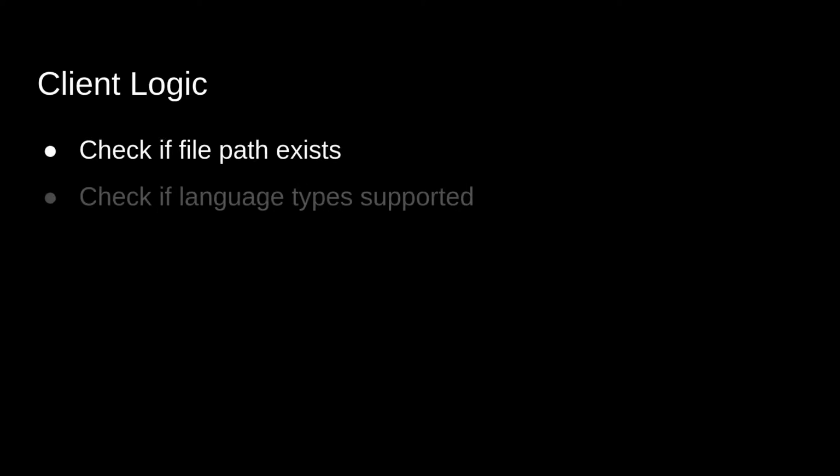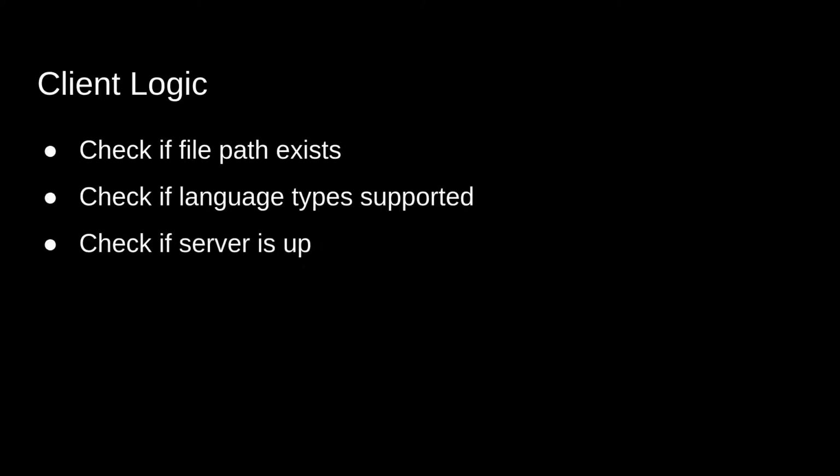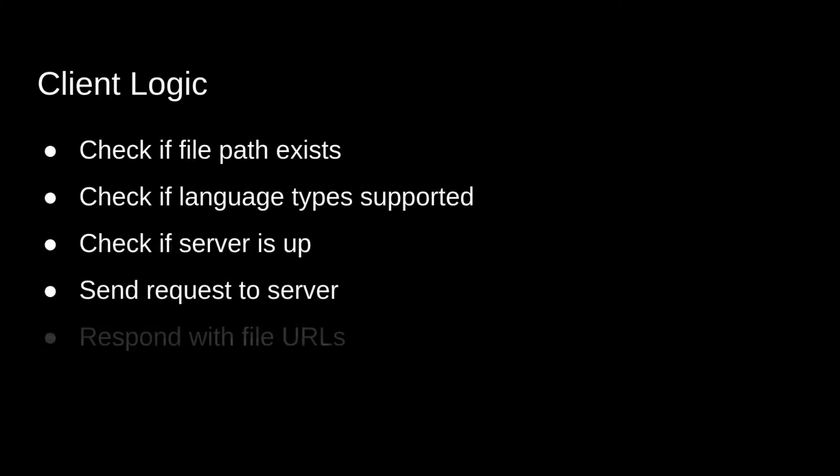To build the client side of this tool, I'm thinking it'll be easier to understand if we break it down into steps. First, we'll start with checking if the supplied proto path exists. Then we'll see if the specified languages are supported. And then after, we'll go ahead and ping the server to see if it's up. If it's up, we'll send the proto file. And then finally, we'll wait on the server to respond with the URLs and then show them to the user.